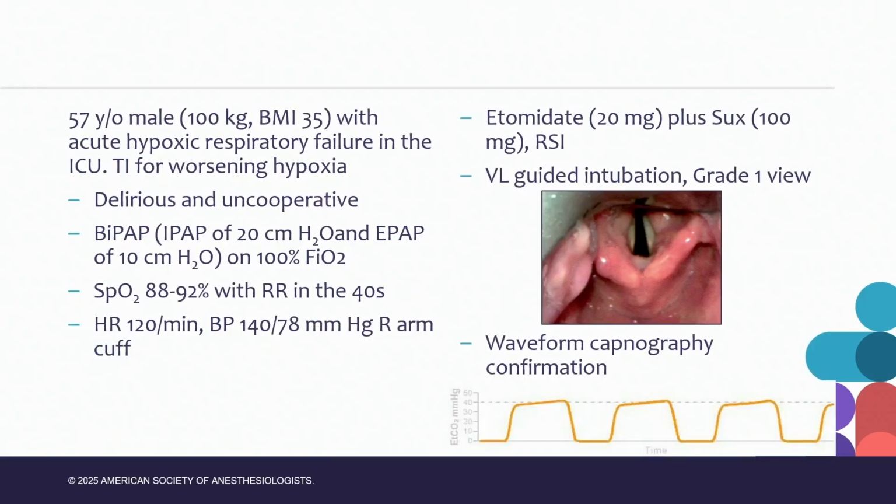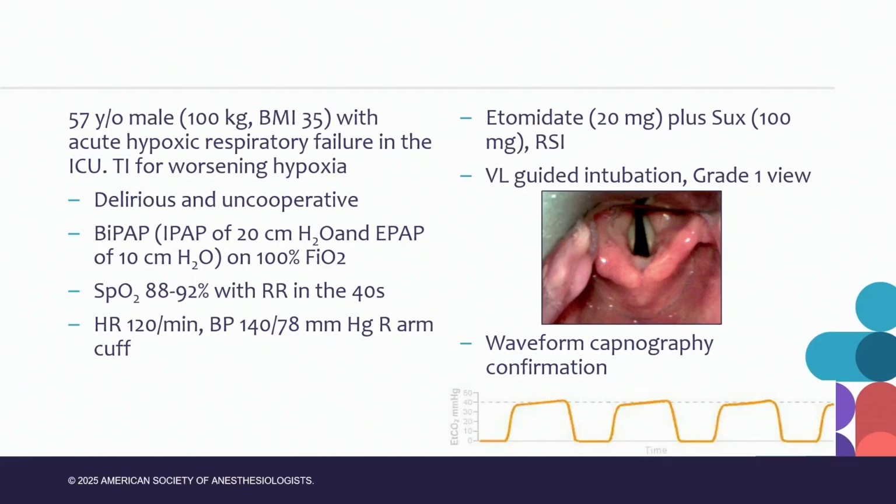So this is a 57-year-old gentleman, weighs about 100 kilos, BMI of 35, who is in the MICU with acute hypoxic respiratory failure. And again, they call the anesthesia team to help with tracheal intubation. So you go in, evaluate the patient, and most of these patients are delirious, uncooperative. This patient's already on BiPAP, an IPAP of about 20, EPAP of 10, 100% FiO2. Now, in these high settings, he's barely saturating anywhere between 88 to 92%. He's tachypneic with respiratory rate in the 40s.